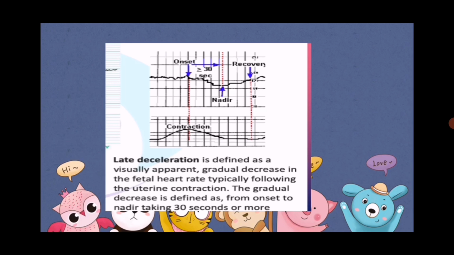Late deceleration is defined as a visually apparent gradual decrease in the fetal heart rate, typically following the uterine contraction. The gradual decrease is defined as from onset to nadir taking 30 seconds or more.